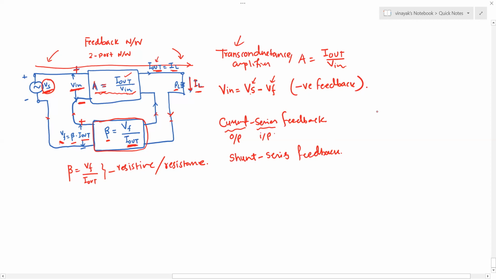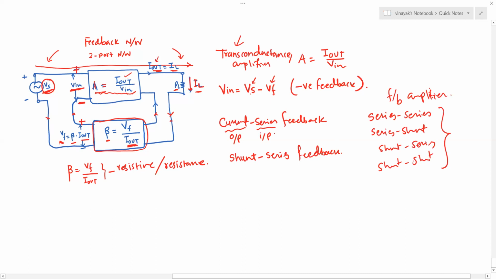So there are four types of feedback amplifiers: series, series shunt, shunt series, and shunt. So I encourage you, we have got one here. I encourage you to draw the block diagram for the remaining three.